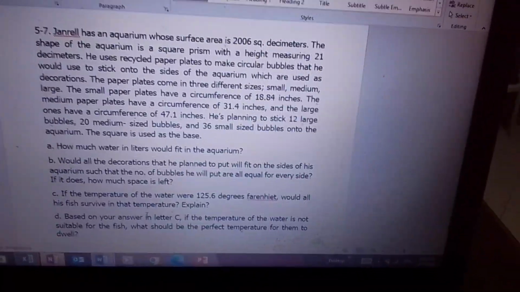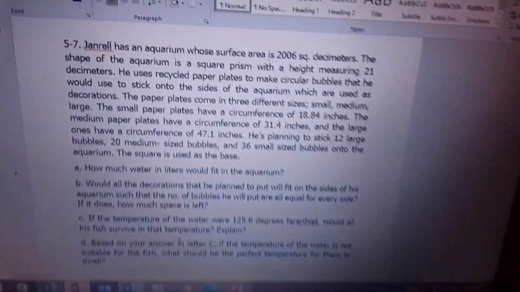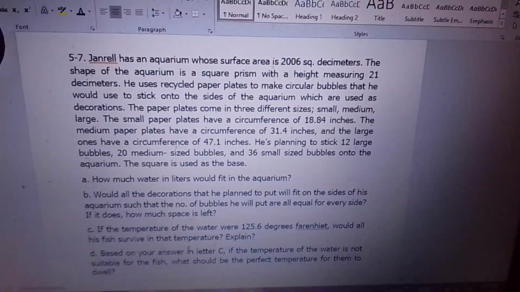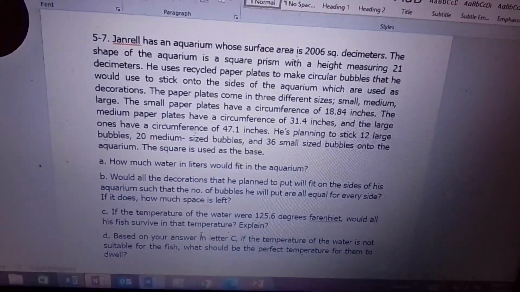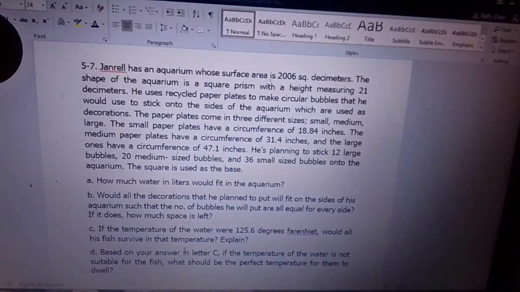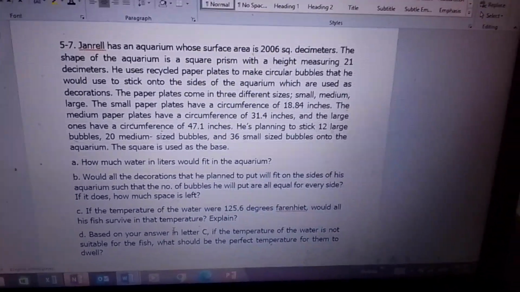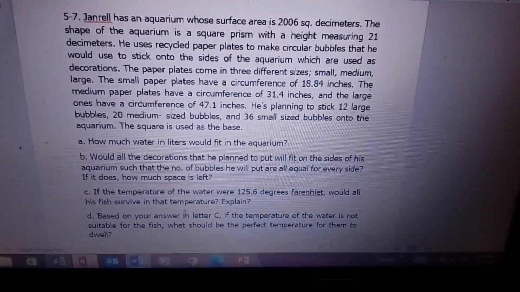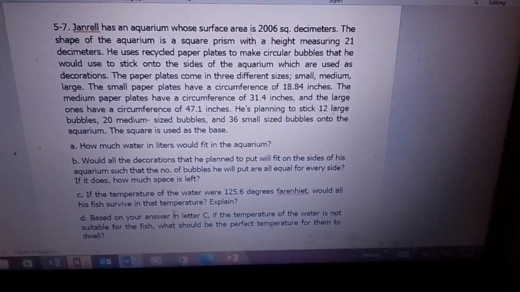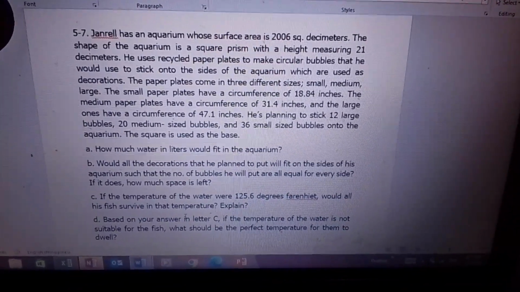So based on the number, we have 12 large bubbles, 20 medium-sized bubbles, and 36 small-sized bubbles. Do you think all these numbers can be divisible by 4? That's the clue. Kasi it has to be equal for every side. Dapat equal for every side, which is 4. Okay? So 12 large divided by 4, which is 3. 3 large bubbles on one side. Then 20 medium-sized bubbles, 20 divided by 4. That's 5 bubbles on each side. 5 medium-sized. Then 36 small, that's 9. 9 small bubbles. Yan. So that's exactly what will happen.